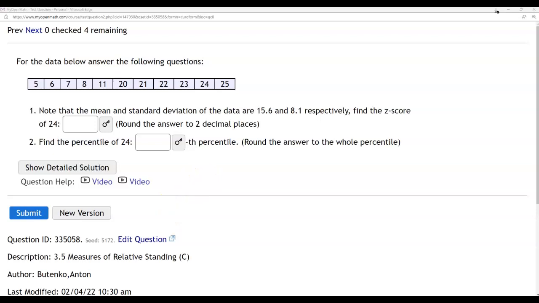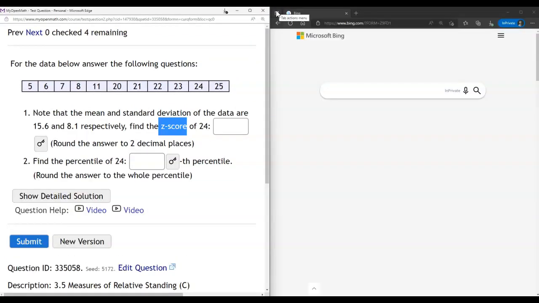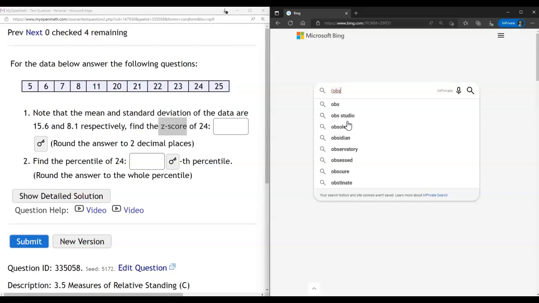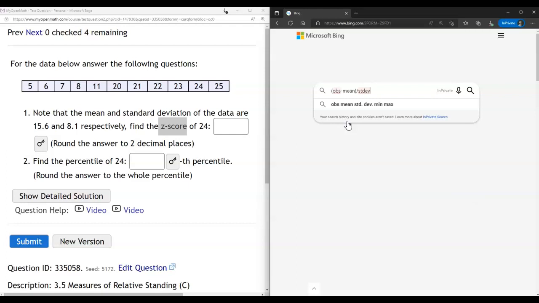In this tutorial, I'm going to show you how to compute the measures of relative standing for any observation in a data set. There are two measures of relative standing. They're also called measures of position. One of them is the z-score. To compute the z-score, we have the following formula. If we have an observation, we take the observation, subtract the mean, and divide all that by the standard deviation. This is the formula that we always use to compute the z-score.